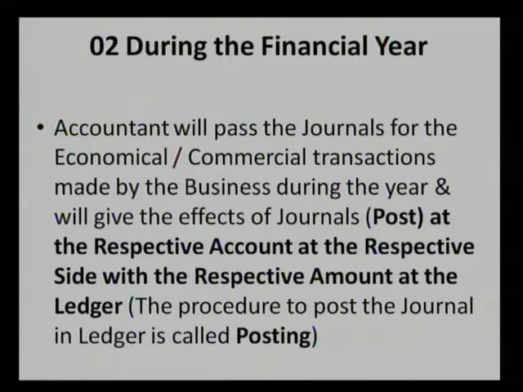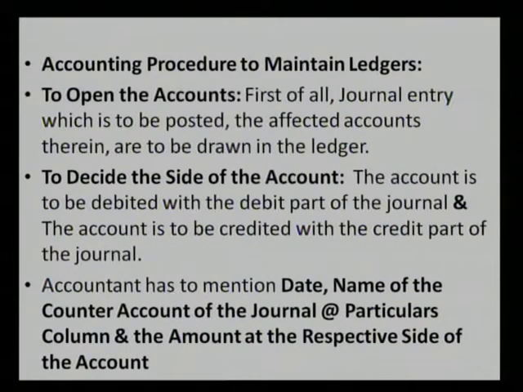Accountant will pass the journals for the economical or the commercial transactions made by the business entity during the year, and in this chapter we have to learn how he has to post or how he has to give the impact of the journals passed by the accountant during the year at the respective account at the respective side with the right or the respective amount in the ledger. This is very important. The procedure to post the journal in ledger, that is this procedure of to post the entries, is called posting. So posting is a procedure to post the journal effects. Now again look onto your screen.